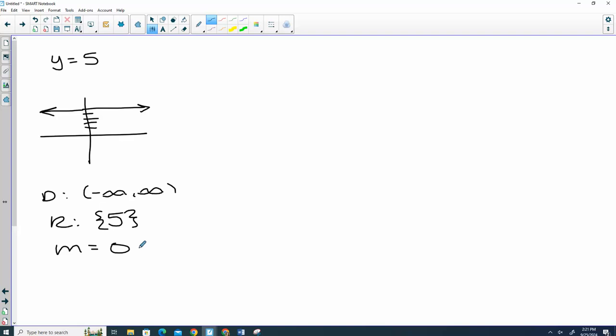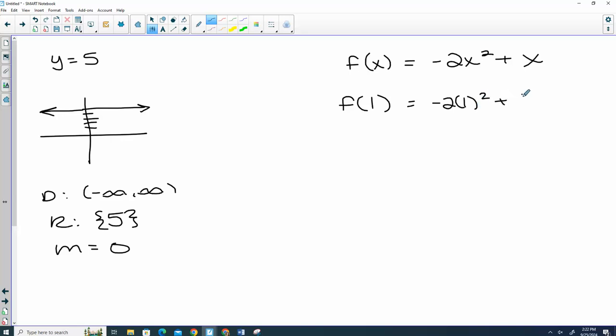Before lines, we talked about functions, so like function notation. If I say f of x equals -2x squared plus x, then if I say f of 1, what does that mean? Yeah, your x is 1. So that's -2 plus 1 is -1. In terms of a graph, this is the x, this is the y. It's like a point on the graph, 1, -1.